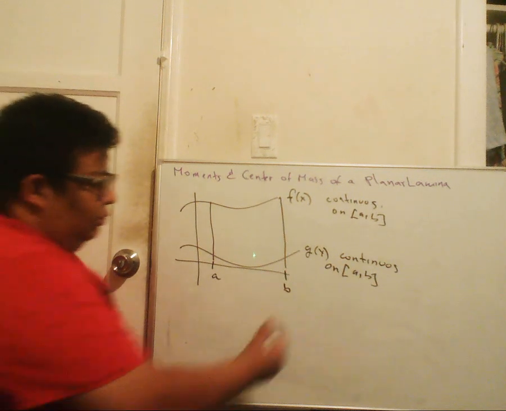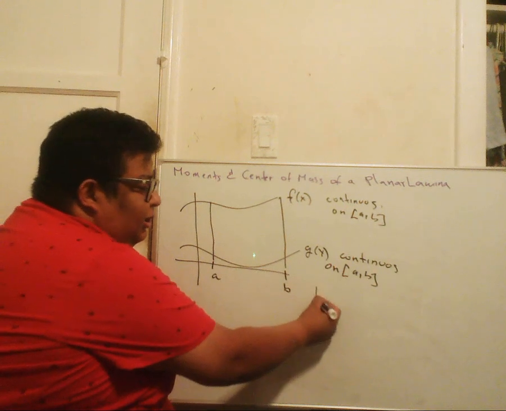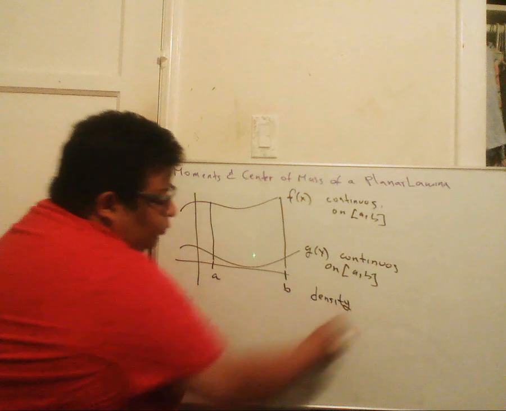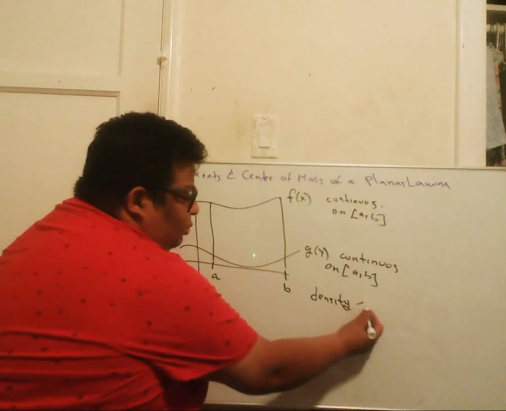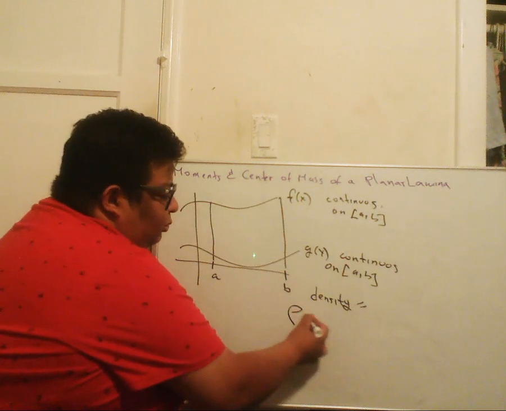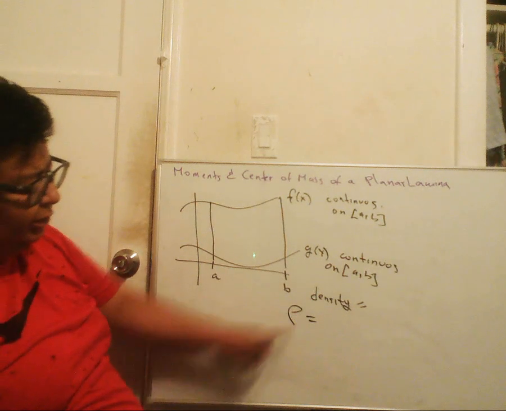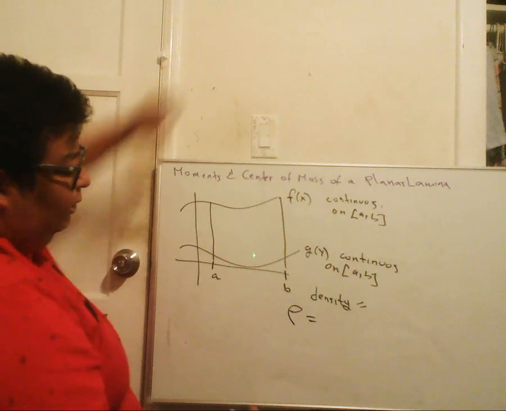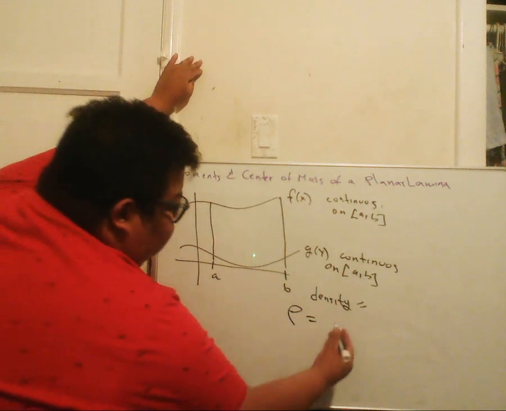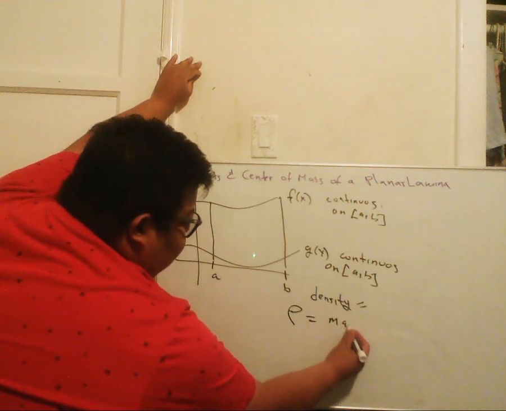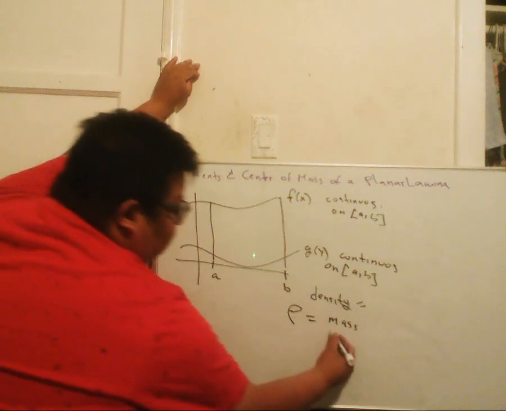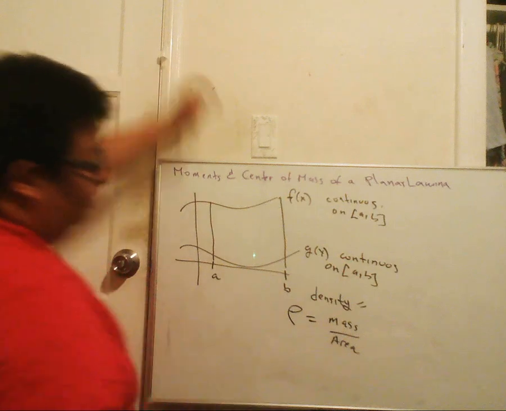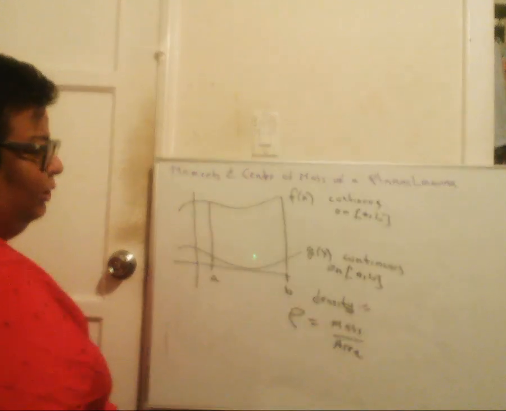So as you know, density is equal to rho, the Greek letter rho, and is equal to the mass over area for this planar lamina.